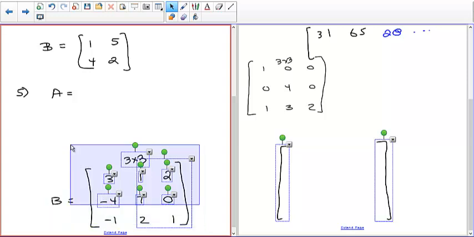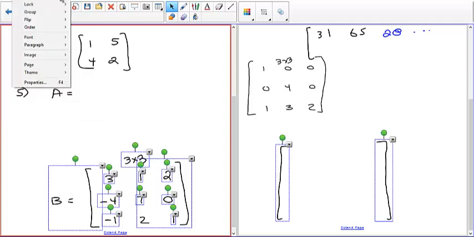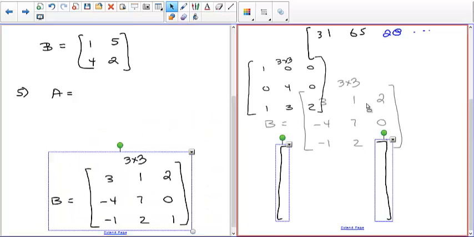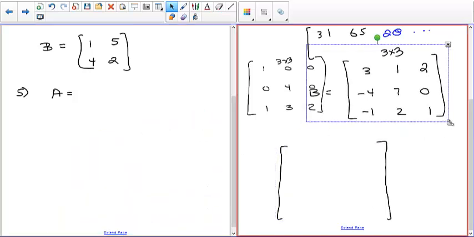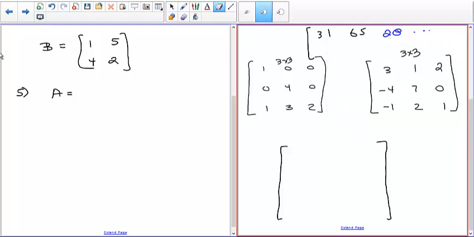Okay, do the same thing here. Format, group, bring that over here, make it a little smaller. I need to get rid of this B thing here.